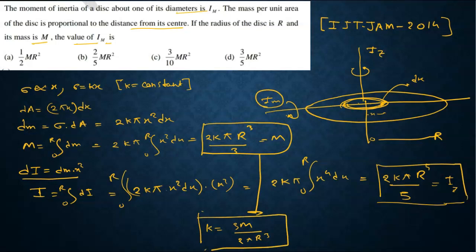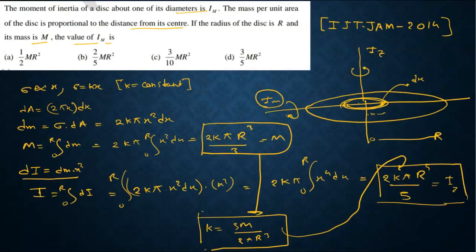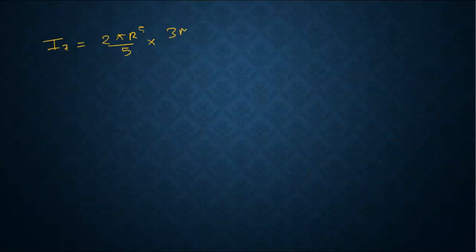So put this value of k here and you will find Iz. Iz equals 2 pi r to the power 5 by 5 into the value of k, that is 3m by 2 pi r cube.